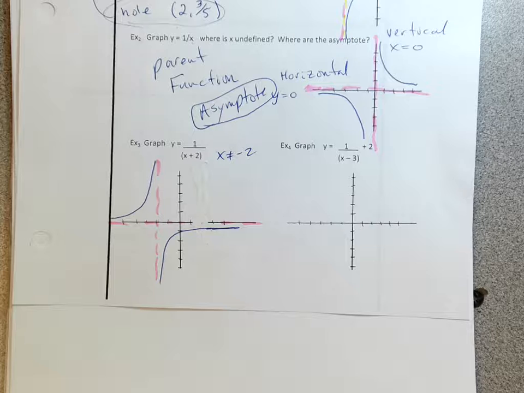It's on the inside. It's in the parentheses, right? So which way did I move the graph? I went the opposite direction, didn't I? So I took this graph and I moved it back 2, didn't I?